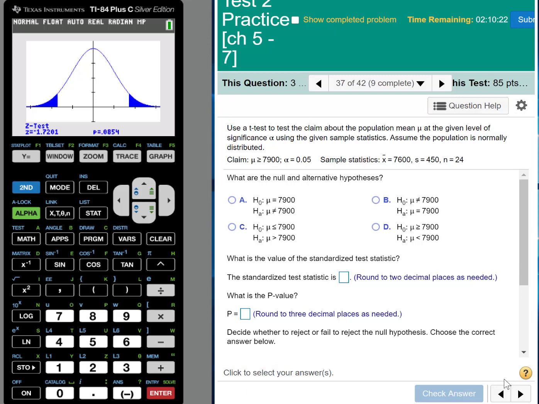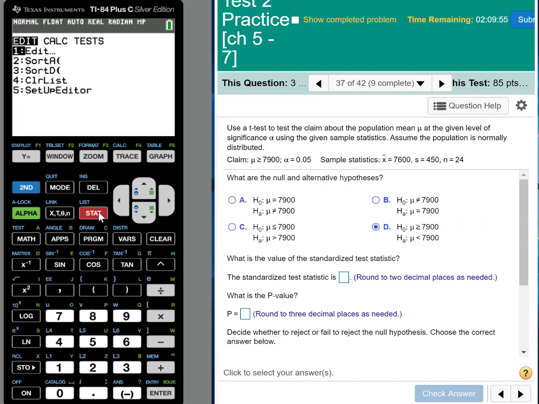Okay, here, use a t-test. You cannot go and use a z-test. He's asking you to use a t-test to test the claim about the population mean at the given level of significance alpha. You have mu greater than or equal to 7900, so that's the null hypothesis. So what would be the alternative? Less than. So let's find that one. It's going to be this.